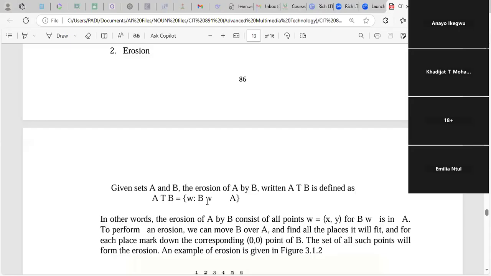A erosion B equals W, a subset of a value B. And remember that A and B are all a set of pixels. Okay, let me just say, when you talk about erosion, you are talking about how we can move B over A and find where appropriately where that A can be placed.